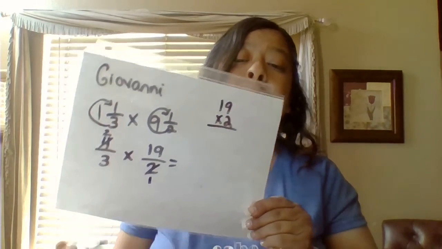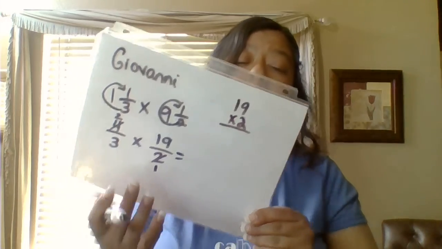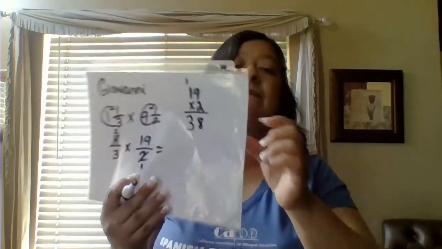Now let's multiply across. 2 times 19 equals what? 2 times 19 equals 38. Very good. Okay. So go ahead and write down 38. And then 3 times 1 equals? 3. All right. So once again, we have an improper fraction, and the answers are mixed numbers.